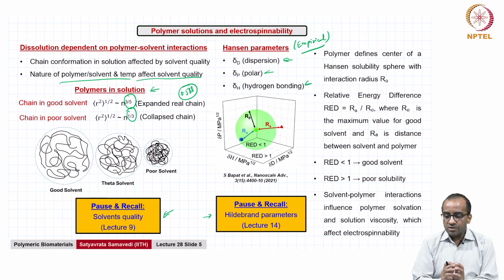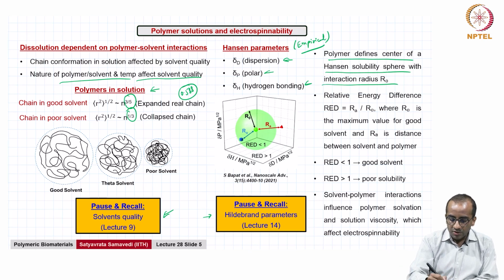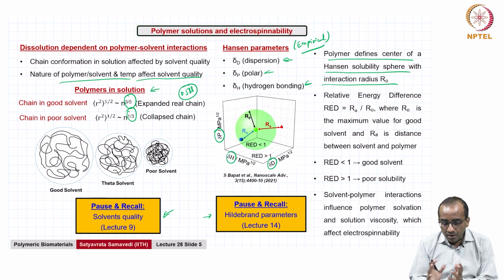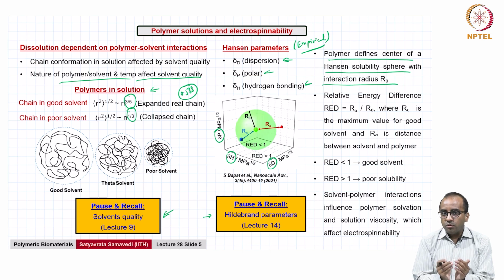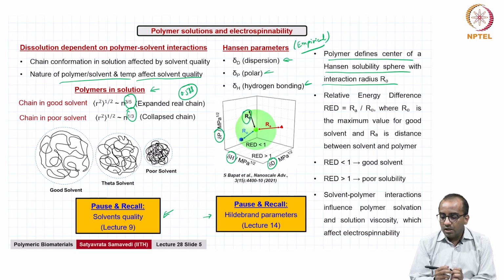In Hansen, what you're doing is the polymer defines the center of a Hansen solubility sphere with interaction radius R0. So if you think about the polar, hydrogen bonding and the dispersion forces, you can now define something called a Hansen sphere for a polymer, R0, and you can now think about where your solvent lies in relation to the radius of that sphere R0, right? And that is given by something called a relative energy difference, RED, which is simply RA over R0, where R0 is the maximum value for a good solvent.